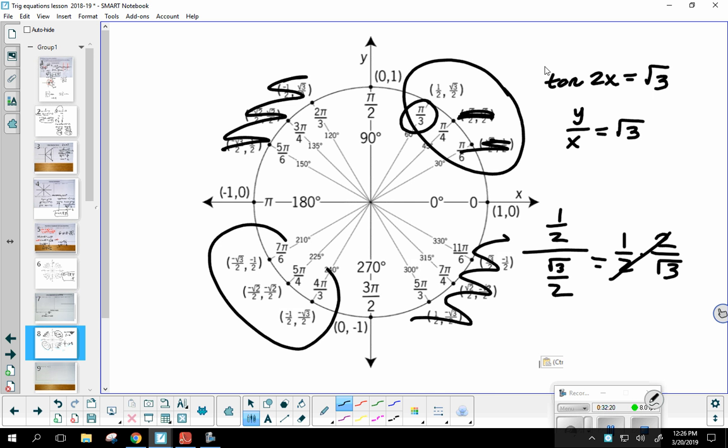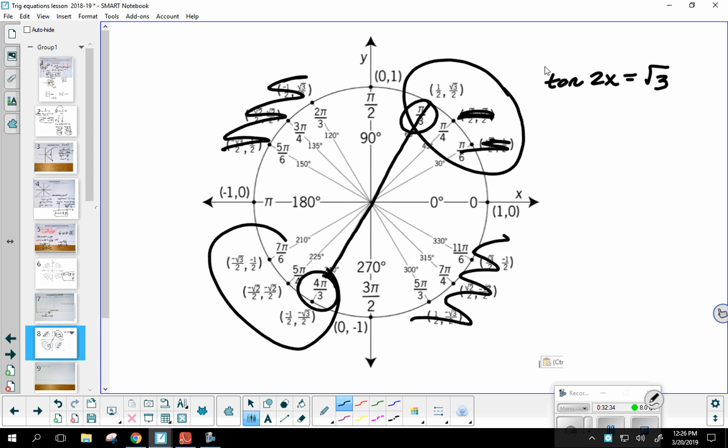Now remember, you can follow this line directly across to the other quadrant. What's the other location where that should happen? Now here's the thing. Normally at this point, we would just say x is equal to pi over 3, and we'd say x equals 4 pi over 3, right? But it's not just x. What is it? It's 2x.